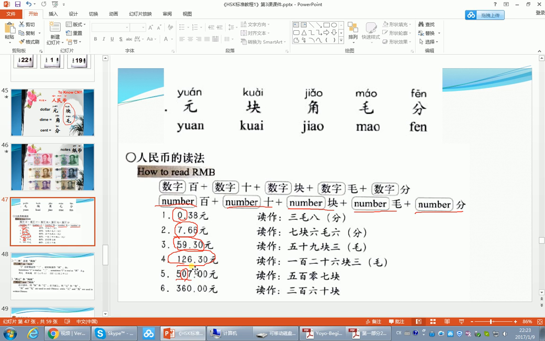$126, 126块3毛. $507, 507块. Don't forget to write 0. $360, 360块.